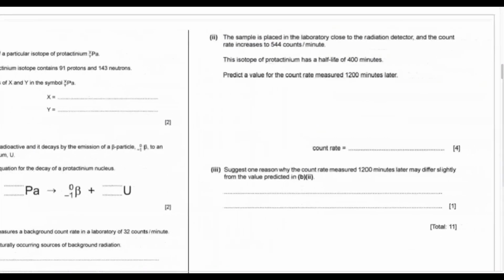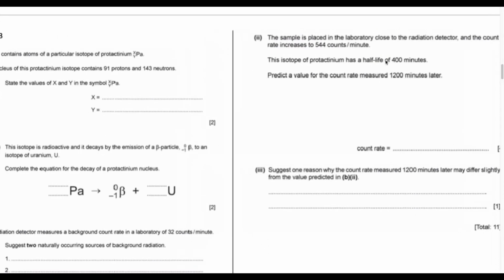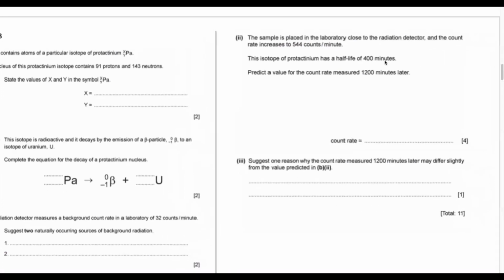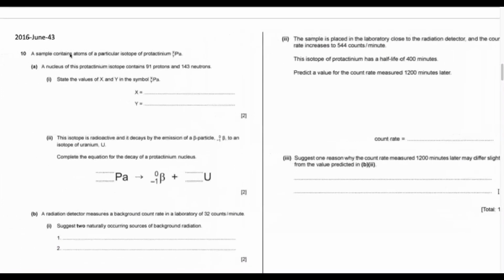So we have the half-life question here. So let's look at this. I think we can start from the beginning. So let's start from the beginning then.